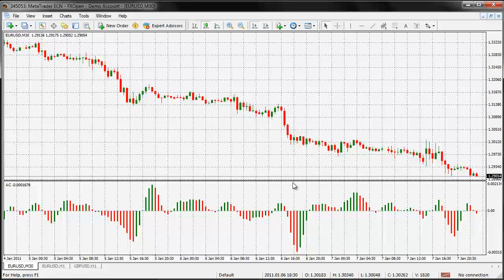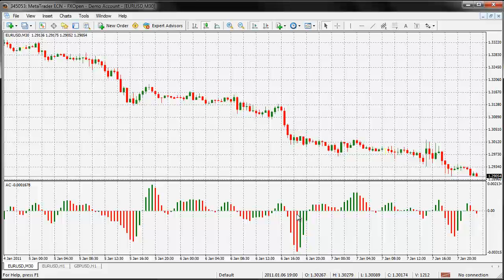Now a short trade is basically the opposite. When you see the red one here, what you're looking for is for the next red bar to be under the 00 line, and then you go short. And then as the red bar starts to turn green, you close that short trade.